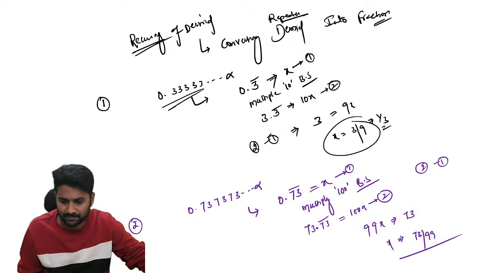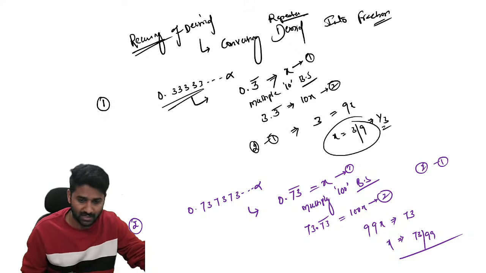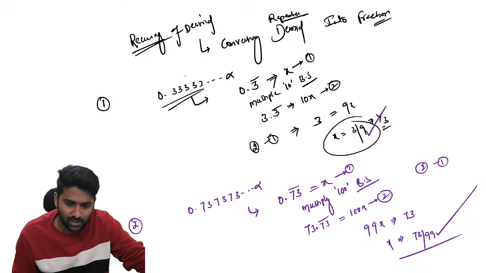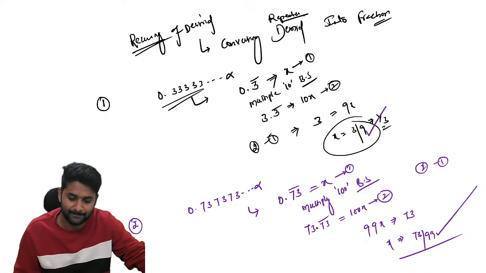Then the value here is 73 by 99. Out of these two questions, you should observe one important calculation. Here the denominator is 9 and there the denominator is 99. So what is the difference in these questions? After the decimal, if one digit is repeated, you have to divide by 9. If two digits are repeated, you have to divide by 99.